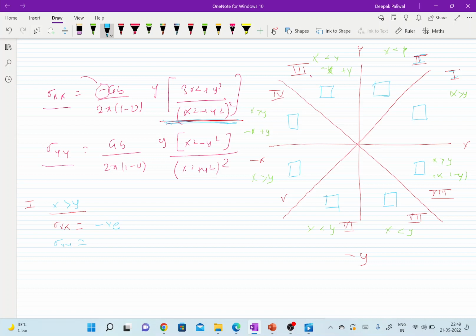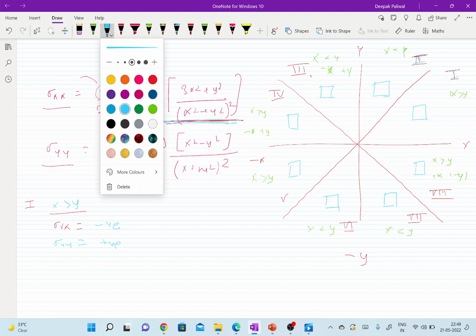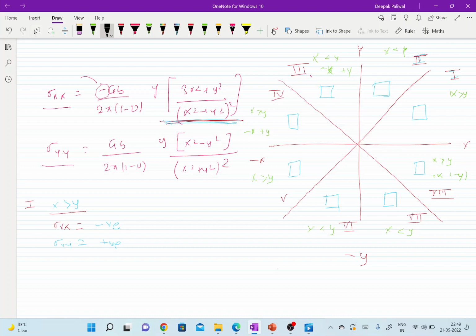Sigma yy I am talking about. For sigma yy, x is greater than y, so again this whole term will be a positive quantity, so it will be positive. That means if I draw with the black color, sigma xx is negative, that means this is a compressive stress field, and sigma yy will be the tensile one. Now I am talking about the second case, when x is less than y but both are positive.